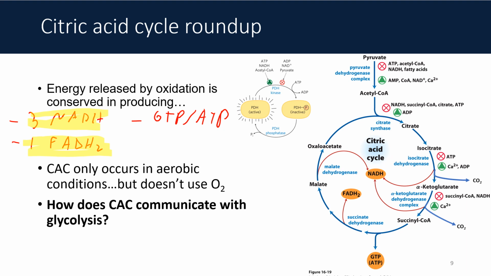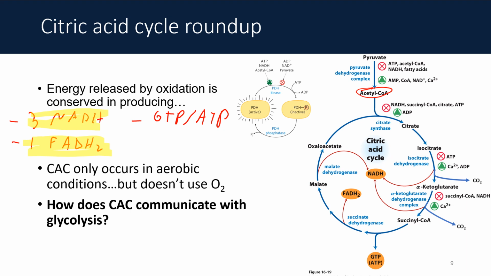Also keep in mind, all of this is occurring once per acetyl-CoA. We ultimately derive 2 acetyl-CoA molecules from 1 molecule of glucose, so all of these benefits get doubled per sugar molecule.